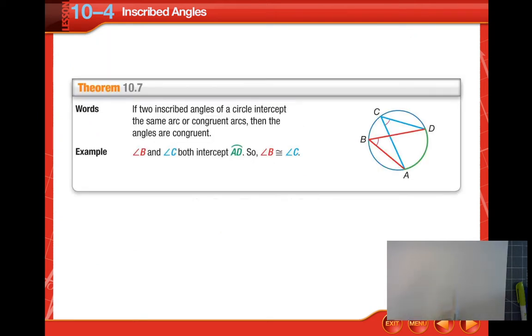Theorem 2 is kind of building on that. If two inscribed angles of a circle intercept the same arc or congruent arcs, then the angles are congruent. What does that mean? So let's draw a little circle, and then we'll do a bunch of inscribed angles in it. All right. So we'll put one here, and we'll call that A and B.